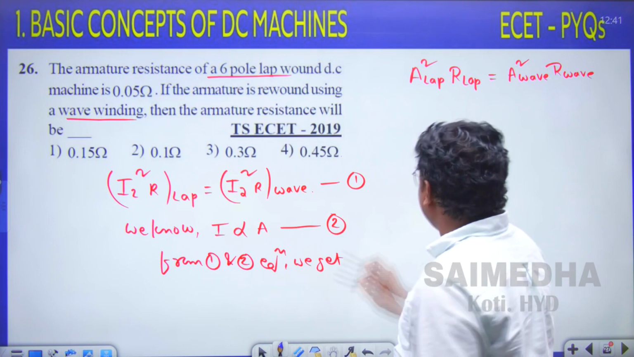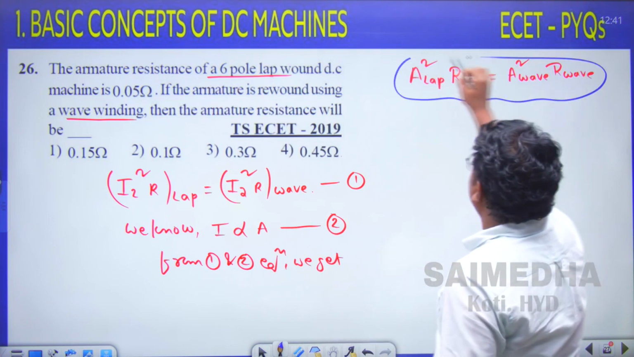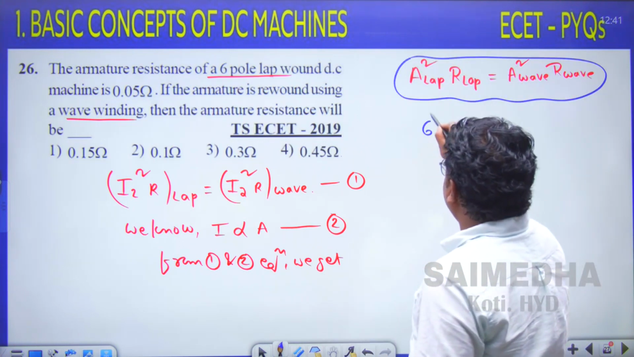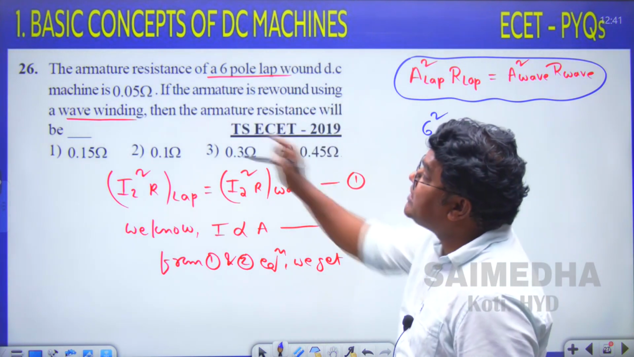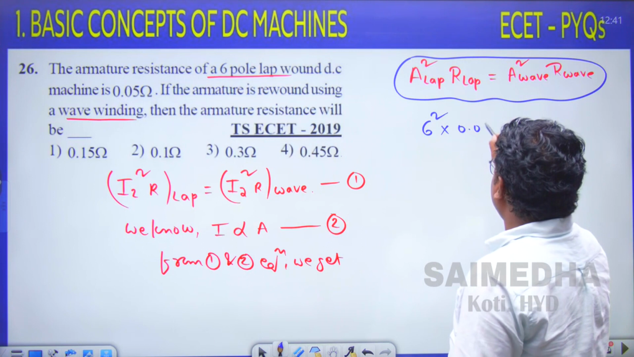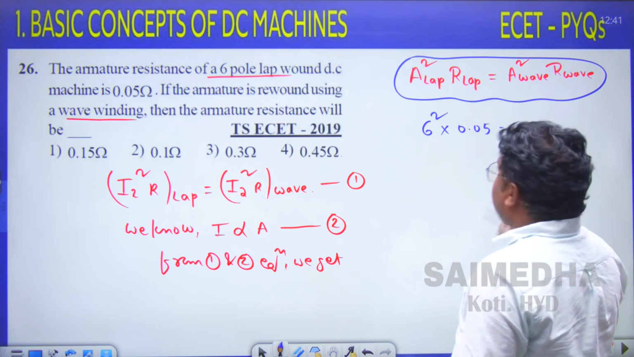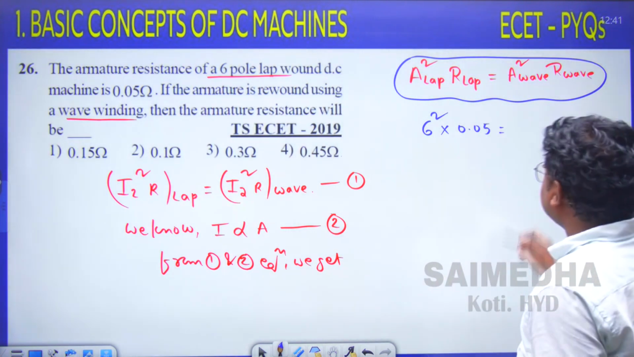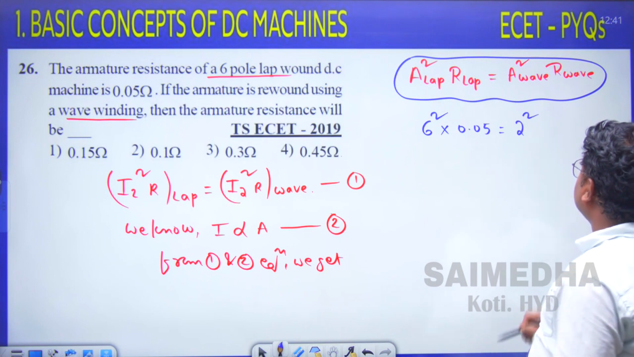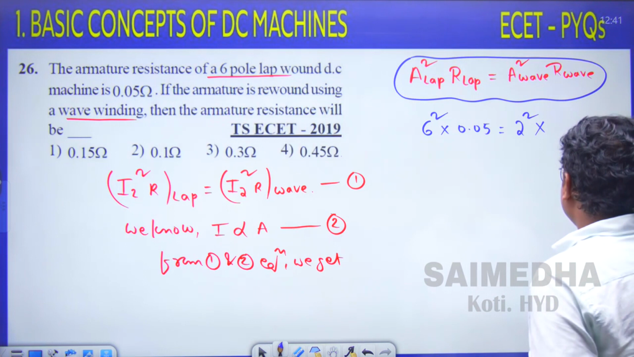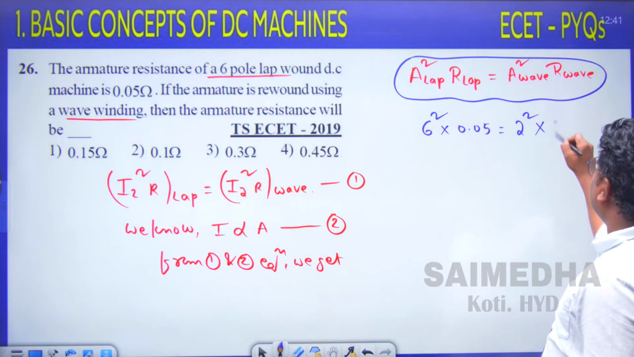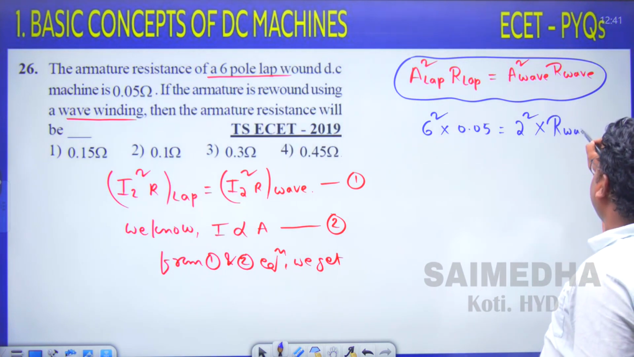The number of parallel paths in the lap winding is equal to the number of poles, so 6 square, and the resistance when the winding is lap is equal to 0.05. The number of parallel paths in the wave winding is always equal to 2. So 2 square multiplied by the resistance in the wave connected armature winding, which is the unknown.